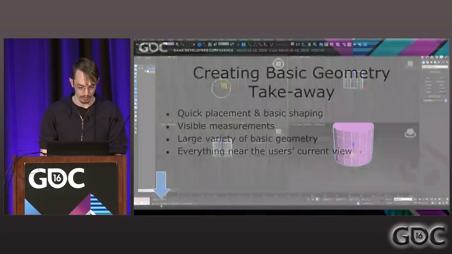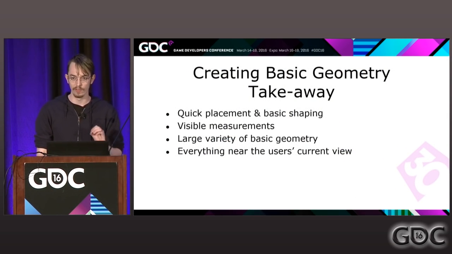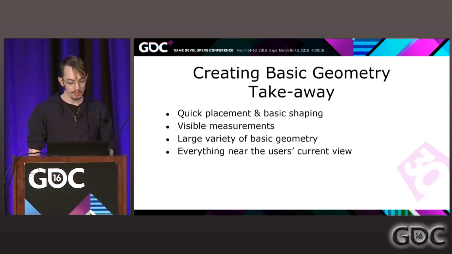So, what did we learn here? Hammer's system of quick placement, basic shaping, and visual measurements is very, very fast. There are no menus necessary, as everything happens where the developer is looking and pointing their mouse. This makes it easier for the level designer to get into the flow than having to use menus. It also enables the developer to iterate extremely rapidly. If a level at the end of the development cycle needs adjustments, then we can do so in seconds and minutes instead of weeks and months.